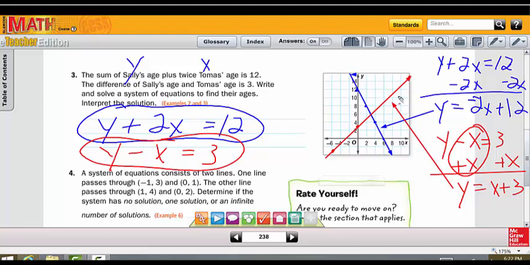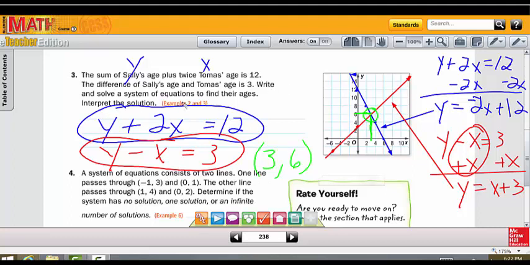Now lastly, we need to find our solution, which is the intersection. And you can see that we are right here on the x-axis and right here on the y-axis. So our point is going to be 3 on the x-axis and 6 on the y-axis. So our solution is 3, 6.